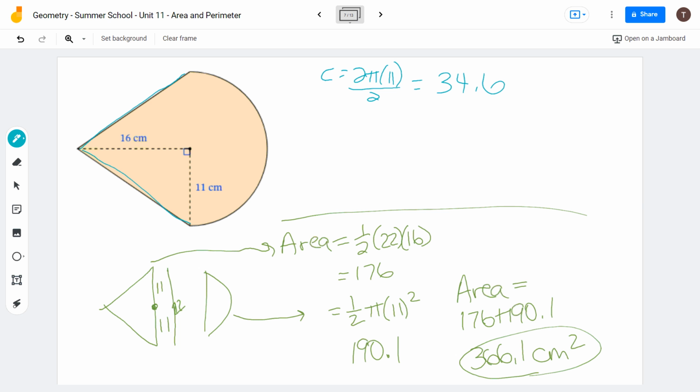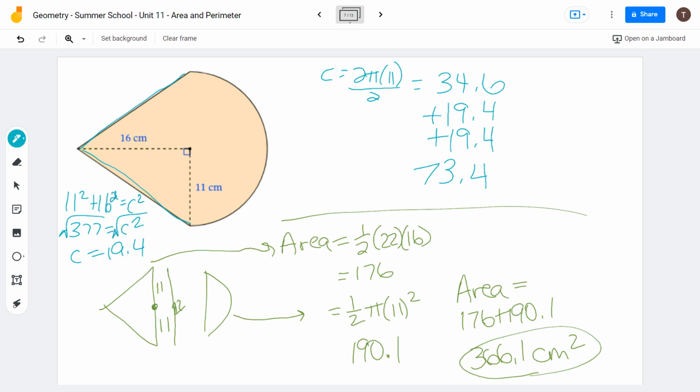Now I also need to know these 2 sides. I don't know them. I need to do Pythagorean theorem again. So 11 squared plus 16 squared is going to equal c squared. 11 squared plus 16 squared is 377. If I square root both sides, I get 19.4. So to that circle, I'm going to need to add in 19.4 plus another 19.4 because I had 2 of those. So 34.6 plus 19.4 plus 19.4 is 73.4 centimeters. So that would be my perimeter.